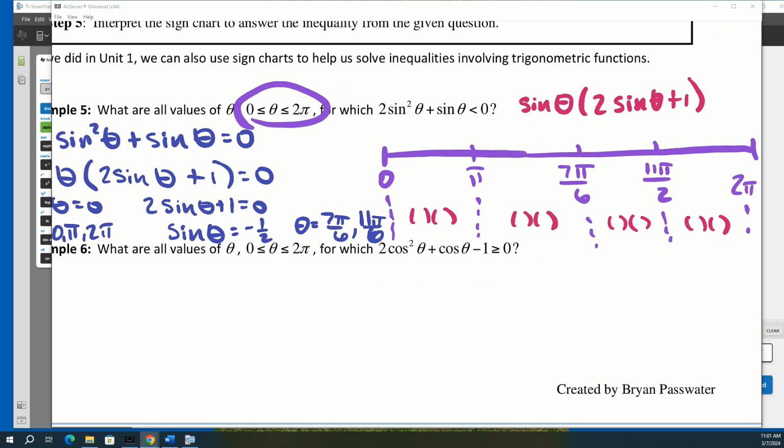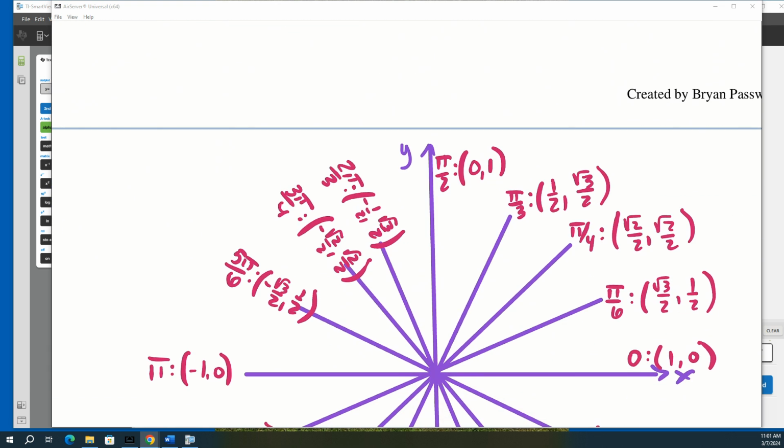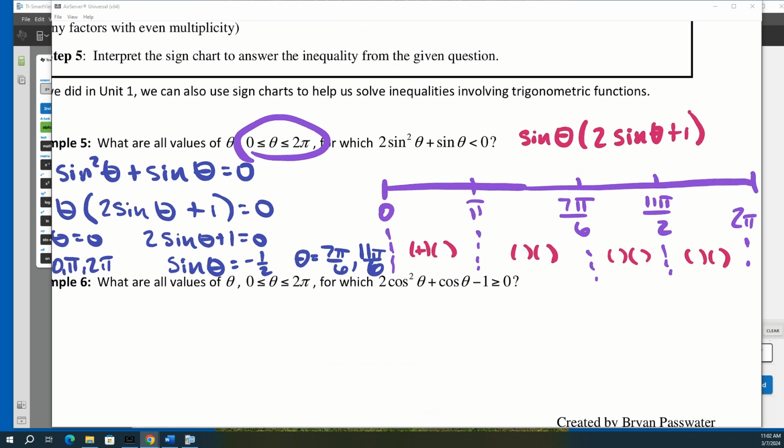And so if I do the sine of pi over 2, is that going to be positive or negative? Positive. All right, and then if I do 2 times that sine and add 1 to it, is that going to be positive or negative? Anytime you add to a positive, it's going to be positive. There we go.